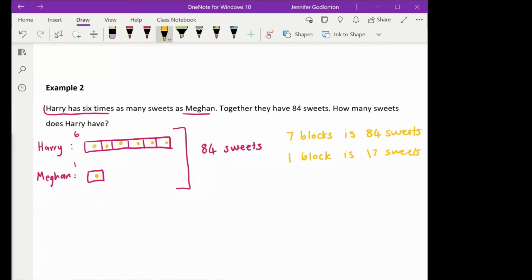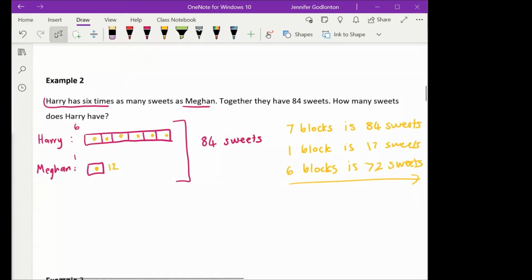sweets. Okay. Which means that Megan is sitting there with 12 sweets because she's got 1 block, but Harry has got 6 blocks. And so 6 blocks would now be 12 times 6, which gives us 72 sweets. And so then we can find out how many sweets Harry has. So this is called a block method. Sometimes it makes some ratio questions a little bit easier, but some people don't find it easier. And if you're one of those who doesn't, that's also fine.